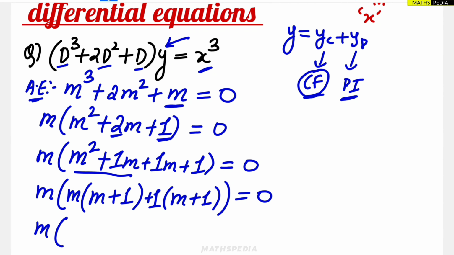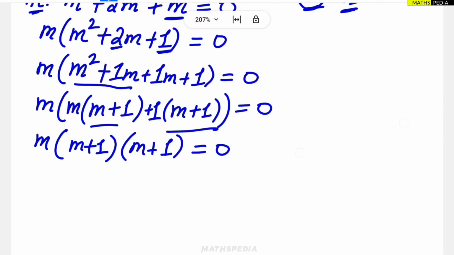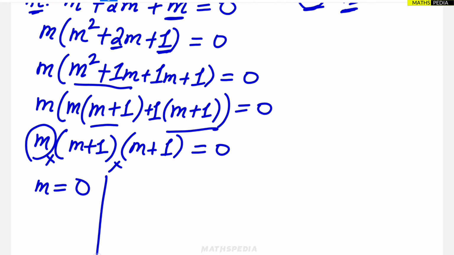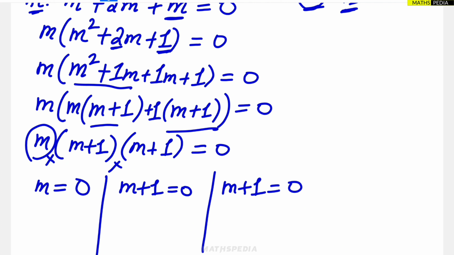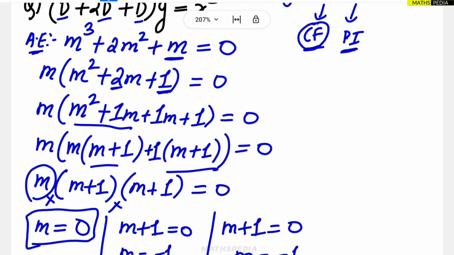So from this and this, common m plus 1, and what is remaining? m plus 1 equal to 0. Now these three are in multiplication, so I can take m is equal to 0, m plus 1 is equal to 0, and one more factor, m plus 1 is equal to 0. So m is equal to 0 is one root, m is equal to minus 1 is another root, and again m is equal to minus 1 is the third root. Since this is cubic, you should be getting 3 roots, right? So this is one way to find the roots, by taking common and doing the factorization.